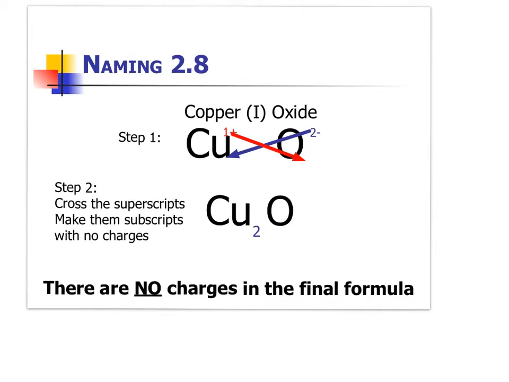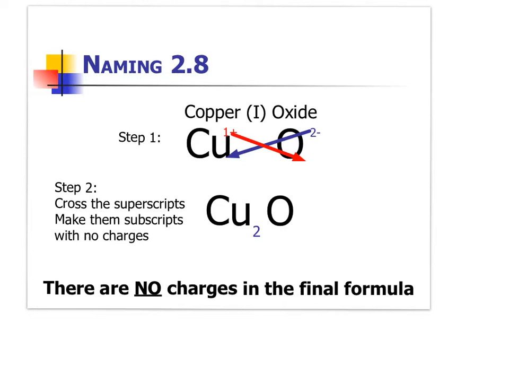So if we look at another example, copper 1 oxide, the 1 indicates that it has a positive 1 charge. So nice that they put that 1 in there for us. The negative 2 is the charge for oxygen. The charges don't match up. They don't add up to 0. So what do we do? We crisscross them.